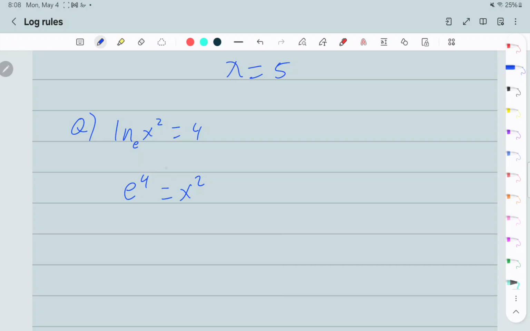You just square root both sides. So you say to the power 1 over 2, and whenever you root both sides, you do plus minus, and then you are left with x being plus minus e squared.